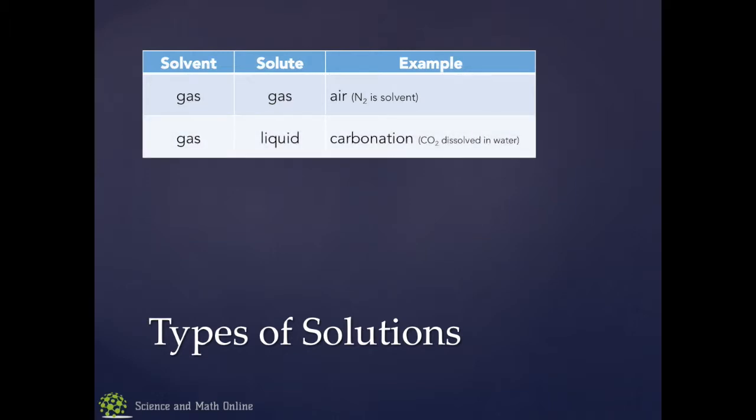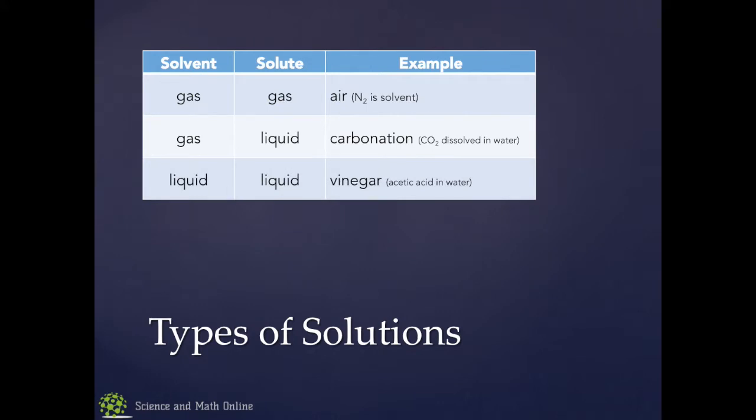We can also do gases into a liquid. Carbonation is a good example. Carbonation is carbon dioxide dissolved in water. Now, when it dissolves in water, it forms carbonic acid, but it's still a process of dissolving carbon dioxide into water. We can have a liquid in a liquid, like, for example, vinegar.